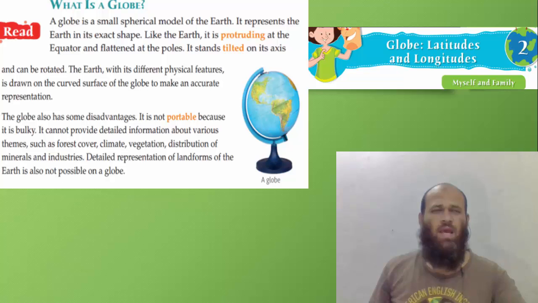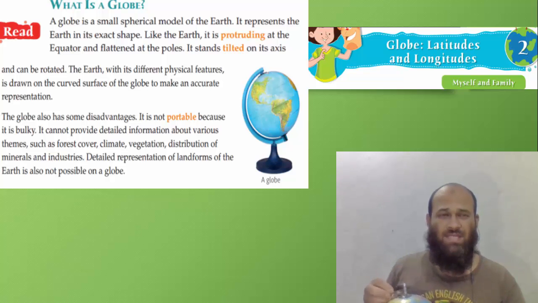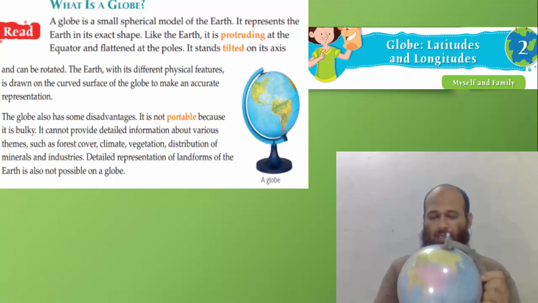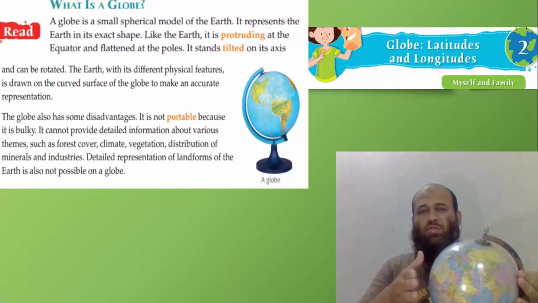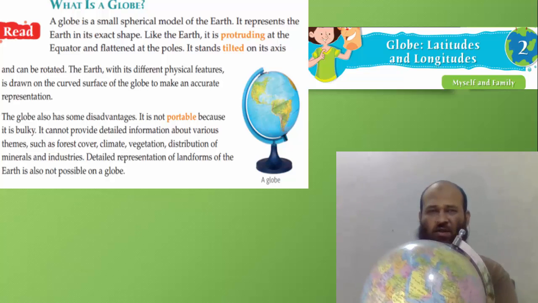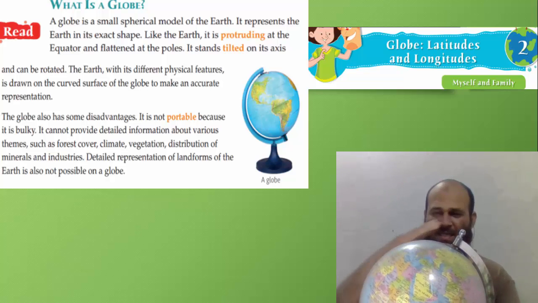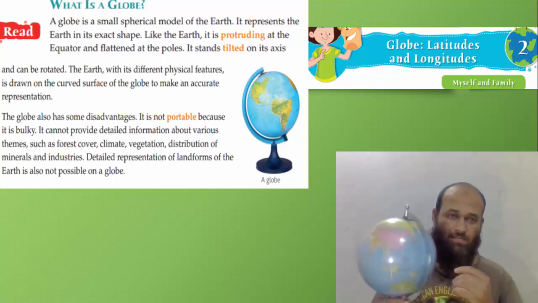Right, so a globe is a small spherical model of the Earth, like this. It represents the Earth in its exact shape, like the Earth, it is protruding at the equator while flattened at the poles. And if you see, it's a bit tilted on the axis. It can be rotated as well.